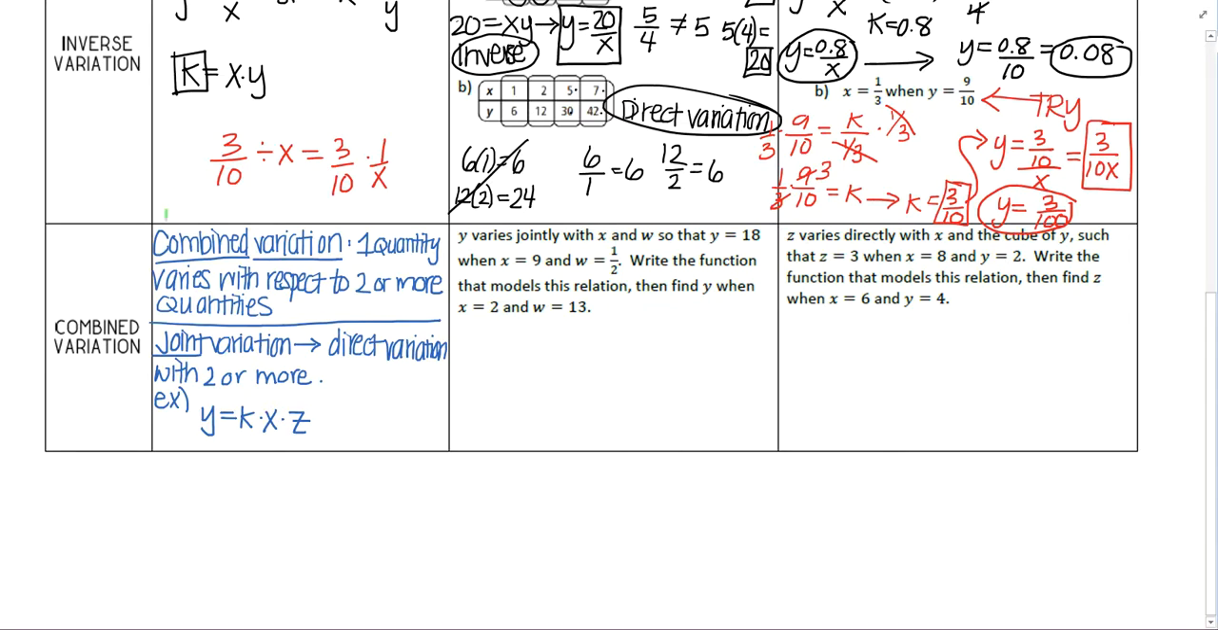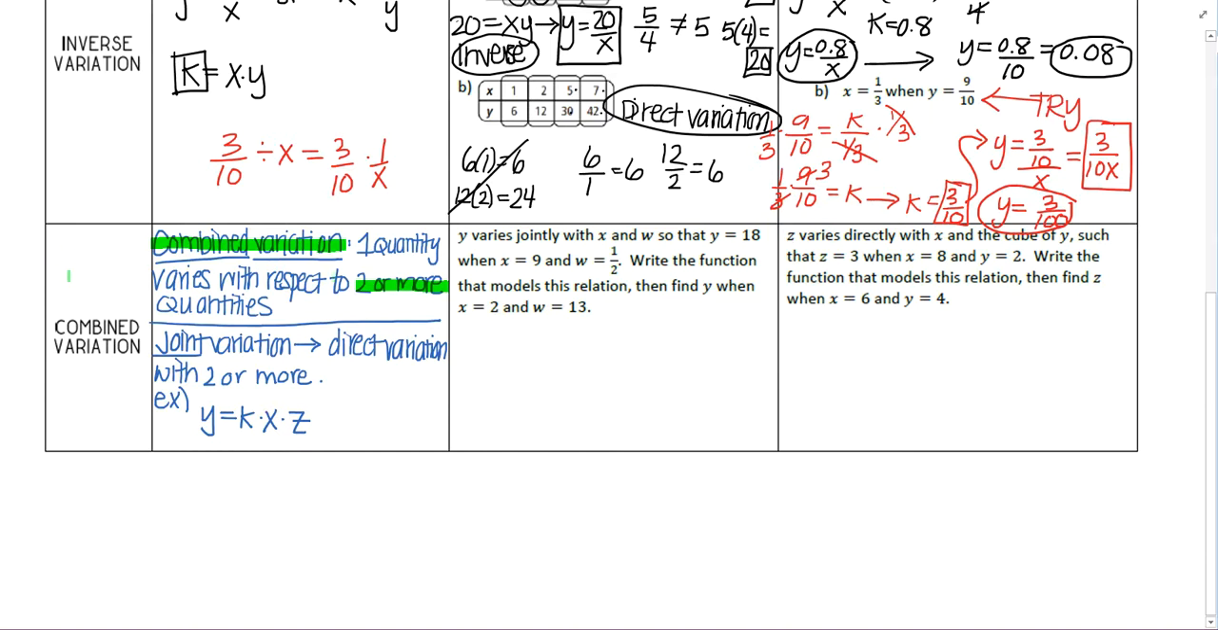So that's the first one, combined variation. Basically, the key is two or more. So instead of just an x and a y, you might have an x and a y and a z and a w or something. And they could be any combination of direct or inverse variation put together.